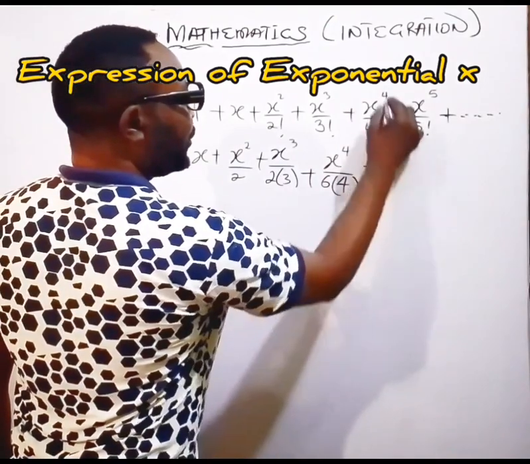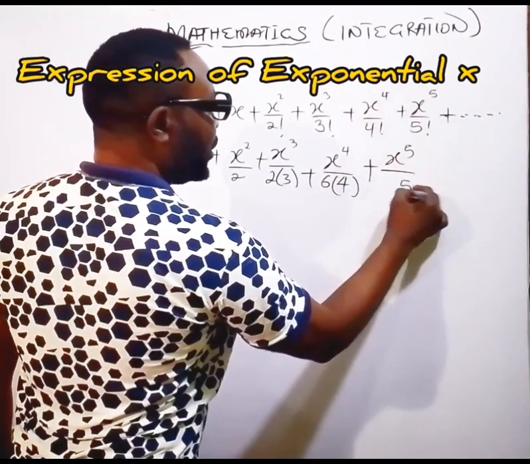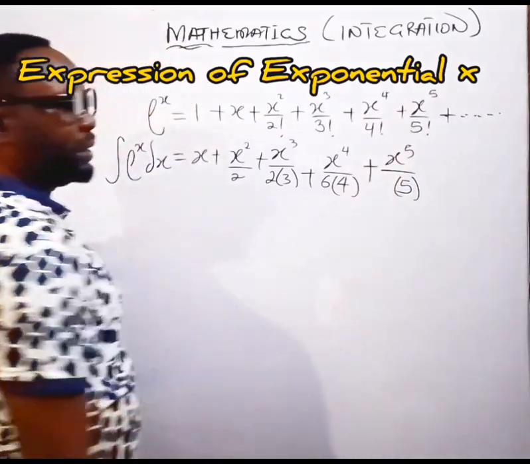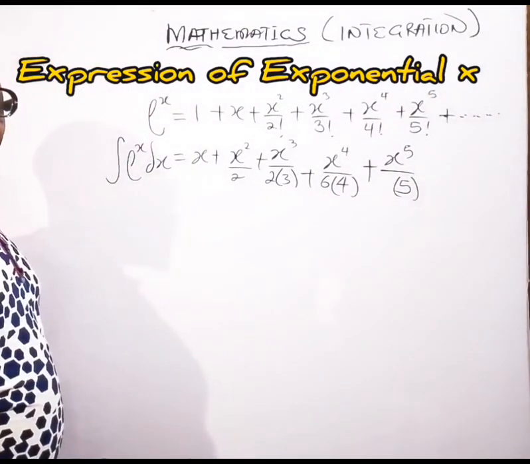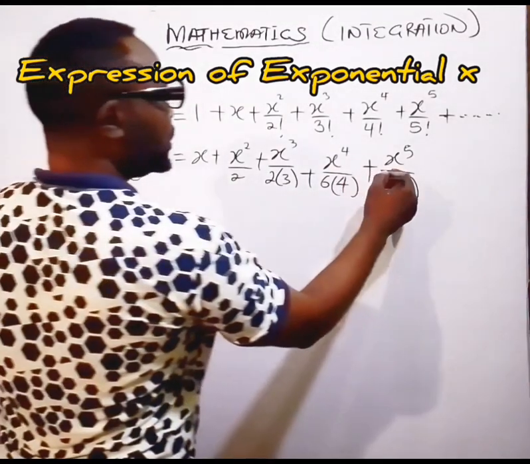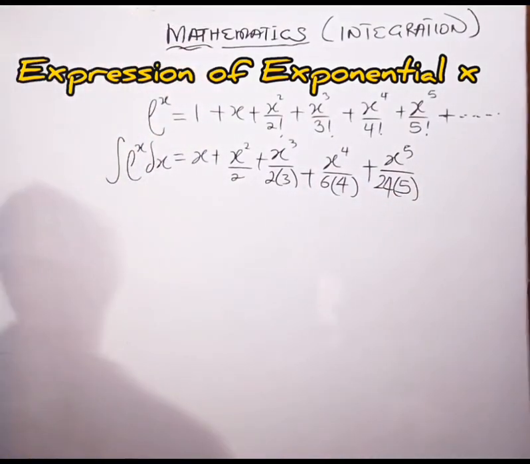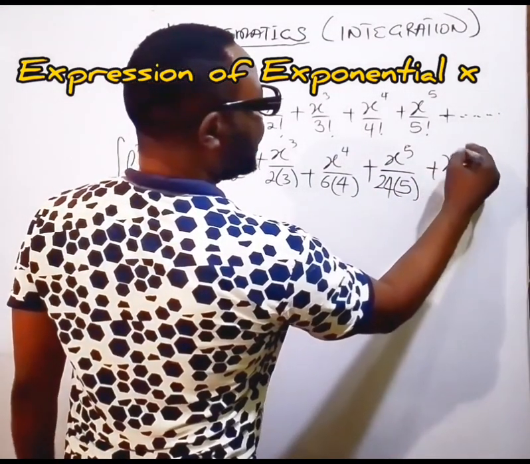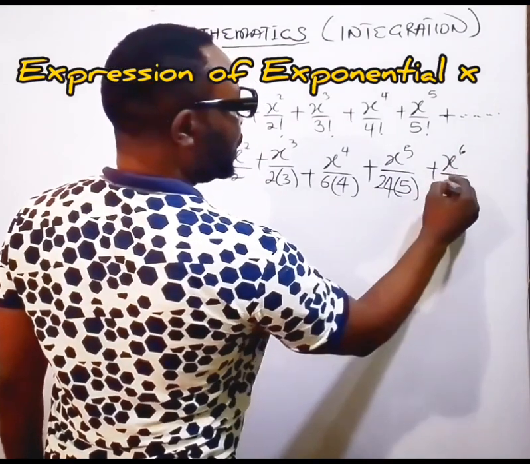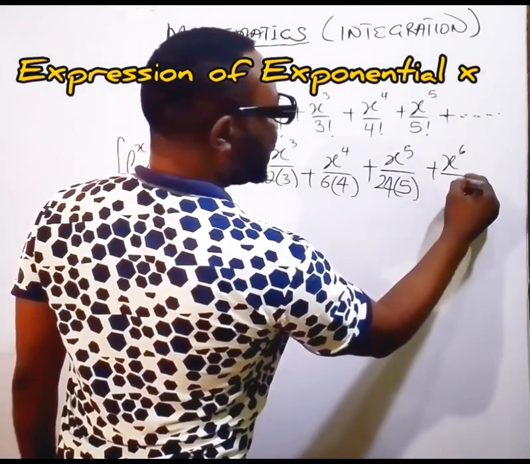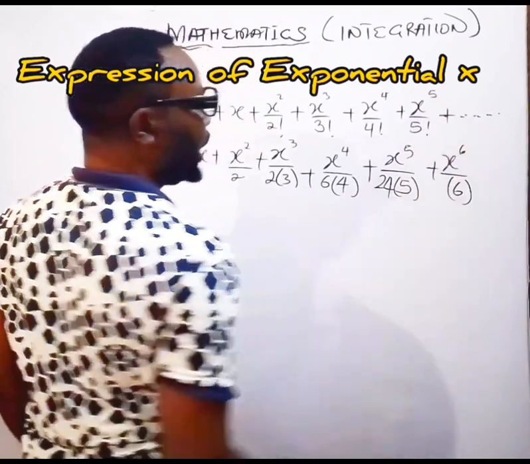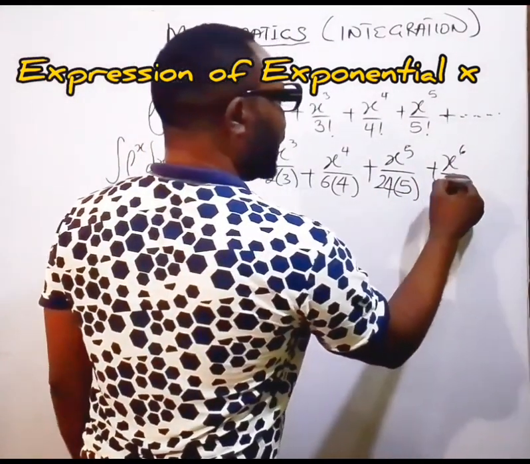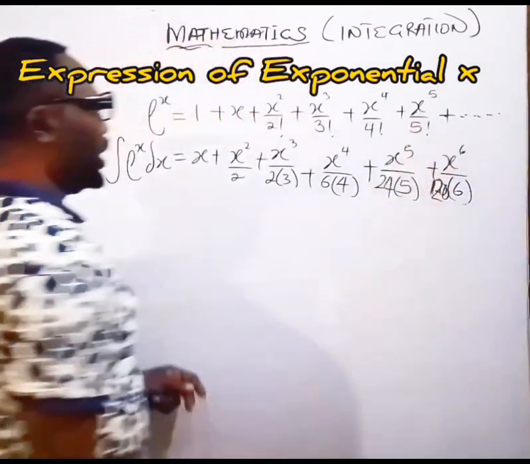Plus x raised to the power of 4 plus 1, 5, over 5 multiplied by what? 4 factorial is what? 4 times 3 times 2. 4 times 3 is 12, 12 times 2 is 24. Plus x raised to the power of 6 over 6 times what? 5 times 4 times 3 times 2, that will be 120. That is the value of the factorial that we have here.